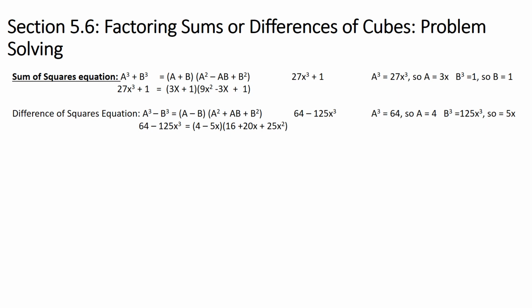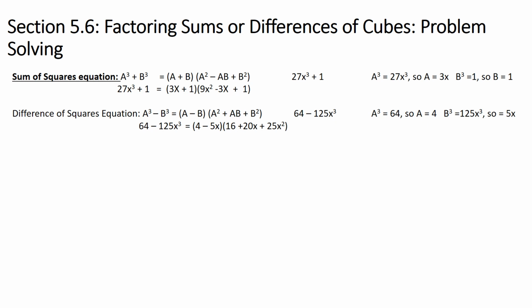Now, we can look at a sum of cubes and a difference of cubes. Let's do a sum of cubes this time. And I've written the formula out here. a cubed plus b cubed equals a plus b times a squared minus ab plus b squared. The question I'm looking at here is 27x cubed plus 1. Well, if a cubed is 27x cubed, then a equals 3x, because 3x times 3x times 3x is 27x cubed. And b cubed is 1, so b is 1, because 1 times 1 times 1 is 1.